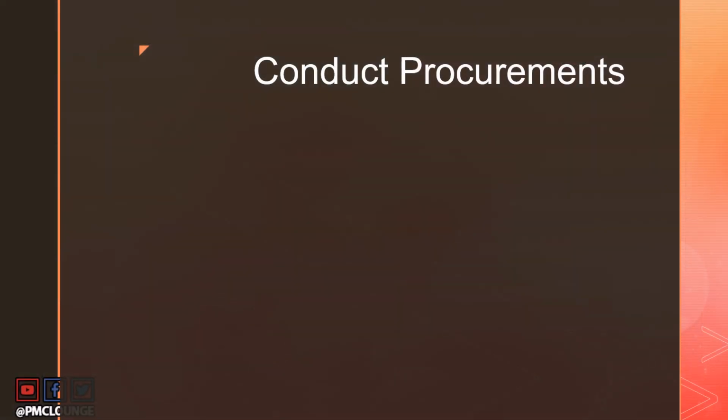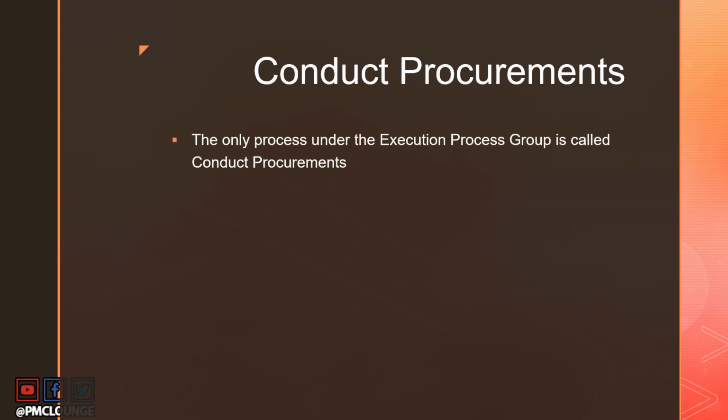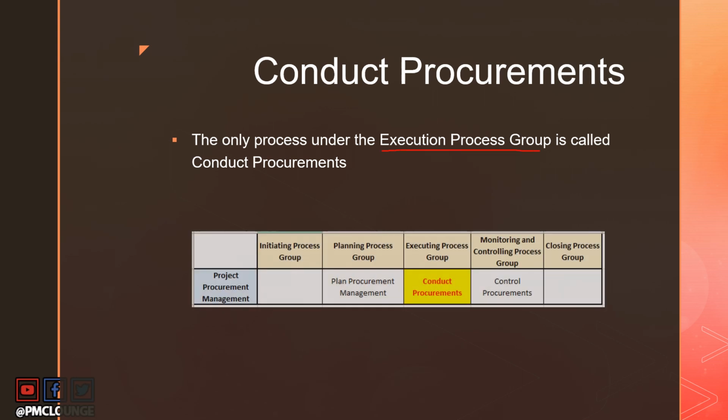So to begin with, let's see where the Conduct Procurements process lies. Actually, it is the only process under the Executing process group. The knowledge area, of course, is the Procurement Management knowledge area. And this is the process group-knowledge area mapping: Procurement Management knowledge area, Executing process group. This is the process that we are talking about. We've already covered the others. The second link in the description, the entire playlist, will have every single video. So let's get ahead and understand more about Conduct Procurements.